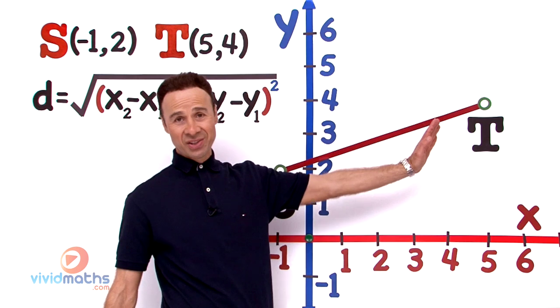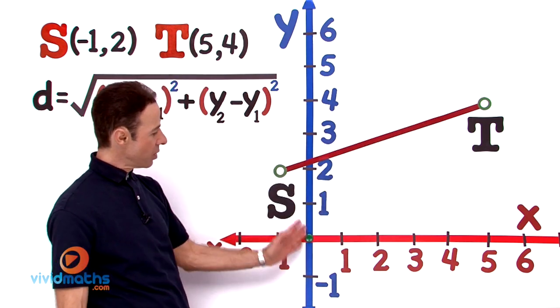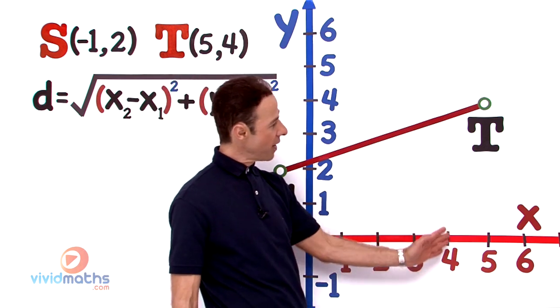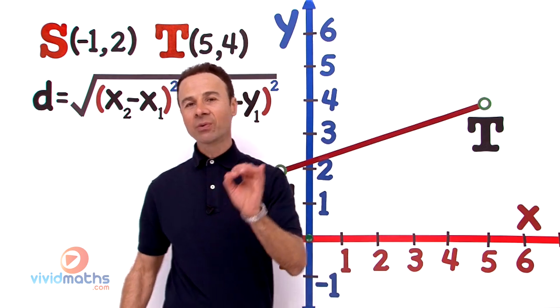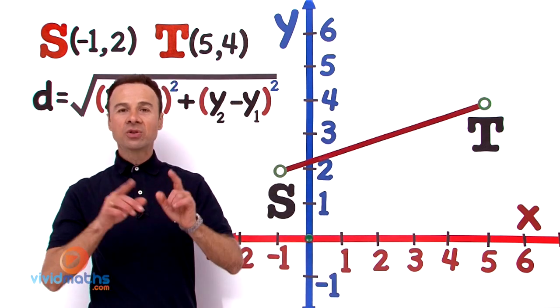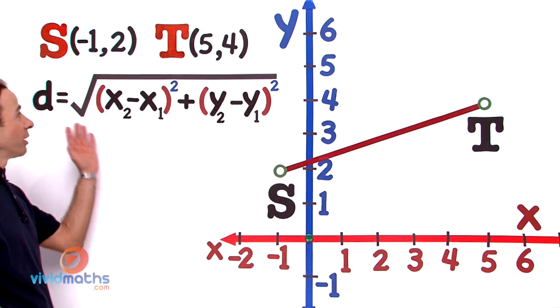Now it's a short distance and we can estimate just by looking at it: about 1, 2, 3, 4, 5, approximately 6 units in distance. But we want to get an accurate and precise answer. The way to do that is to use something called the distance formula. Many of you have seen this before. Here it is right behind me.